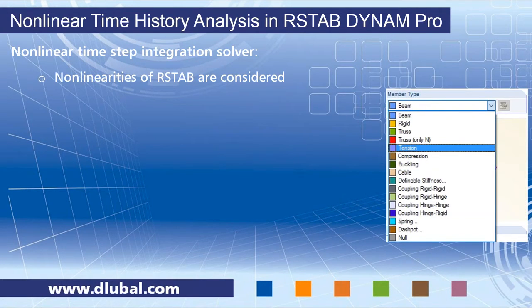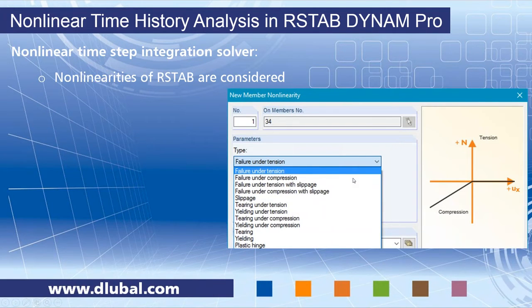We have several member types that are nonlinear. These are the tension only, compression only member types, buckling, and cable. Then you can define member nonlinearities for each type of member, a beam, for example. So you can define plastic hinge options or some yielding or failure.